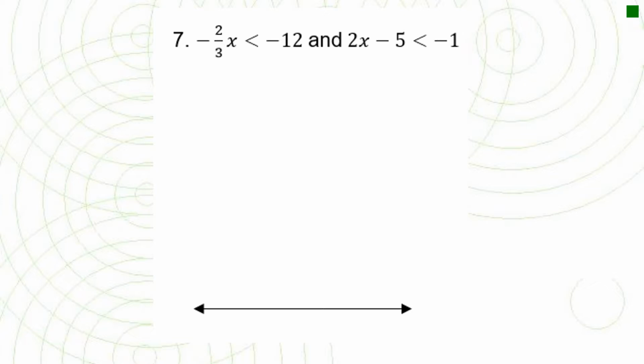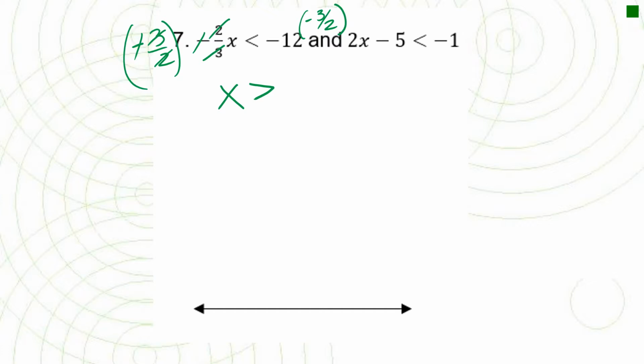So number 7 is also an and problem, and so I'm going to start out by solving both of these inequalities. So the first one has a fraction in front of my variable. Well, I know what to do. Whenever I have a fraction, I multiply both sides by the reciprocal. So the reciprocal is negative 3/2. So I'm going to multiply both sides by negative 3/2. Well, the 3's and the 3's cancel, the 2's and the 2's cancel, the negative cancels. But I multiplied by a negative, so I had to flip that. Now remember that rule is if you multiply or divide by a negative, you have to flip your inequality.